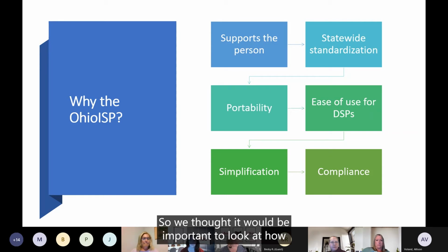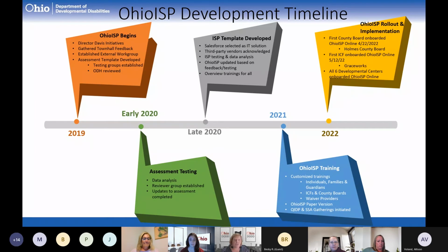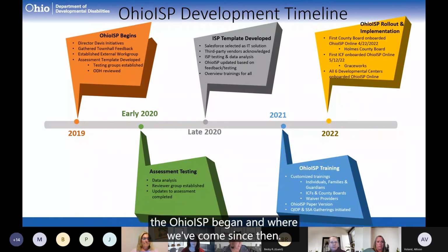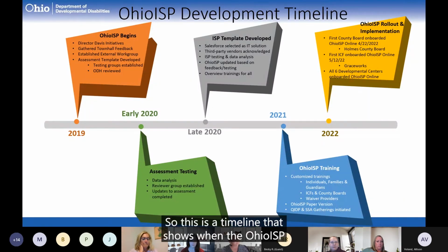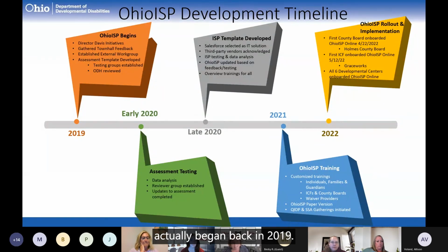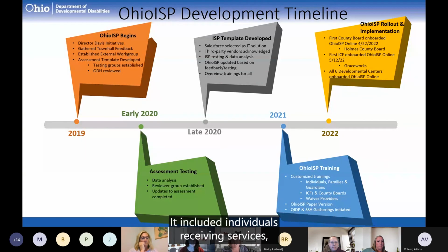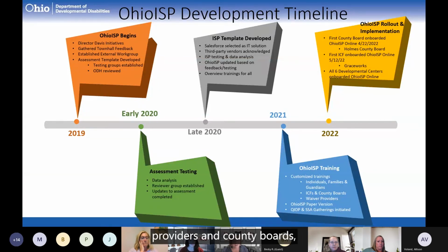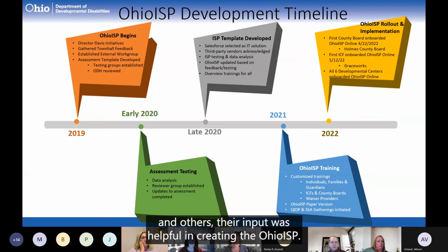So we thought it would be important to look at how the Ohio ISP began and where we've come since then. So this is a timeline that shows when the Ohio ISP actually began back in 2019. And it really was developed through a group of community partners. It included individuals receiving services, family members and guardians, providers and county boards, and others. Their input was helpful in creating the Ohio ISP.